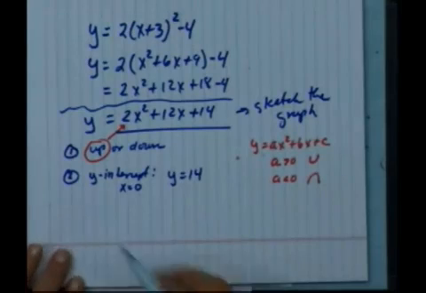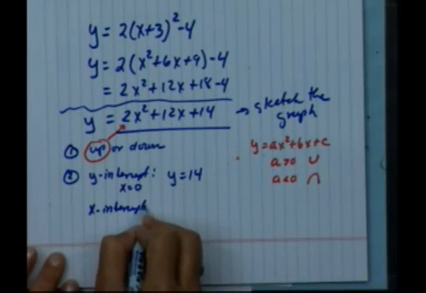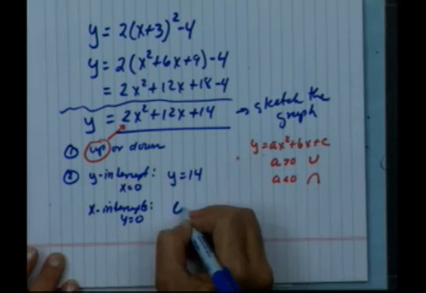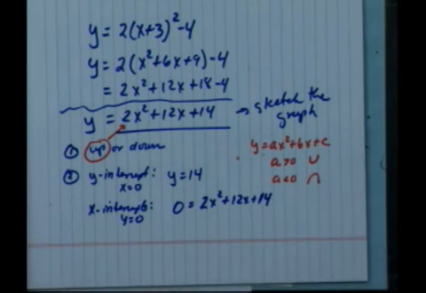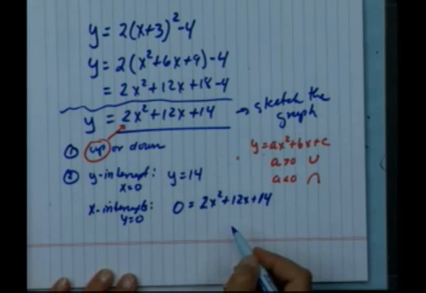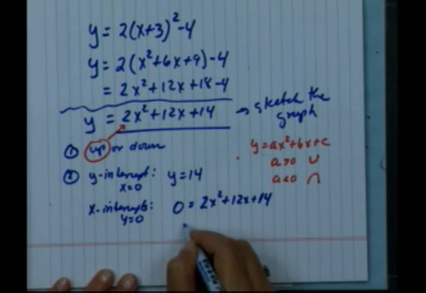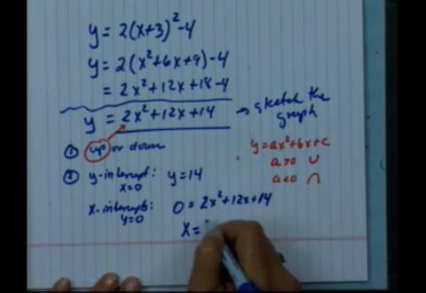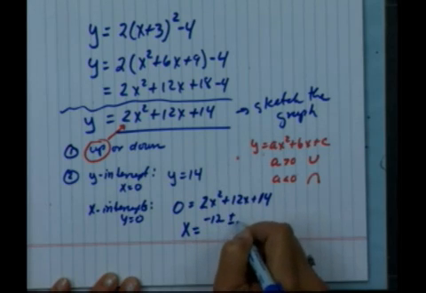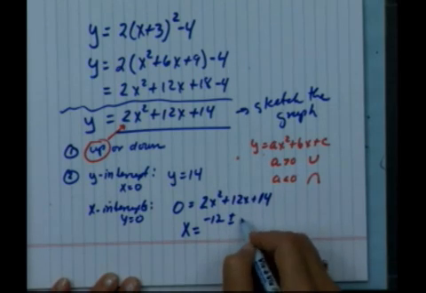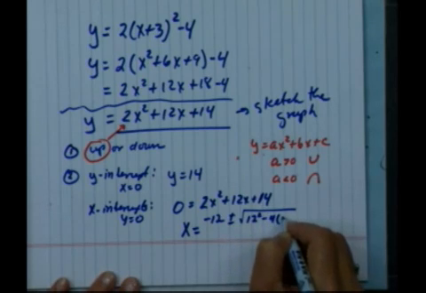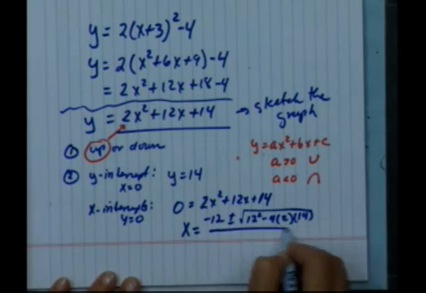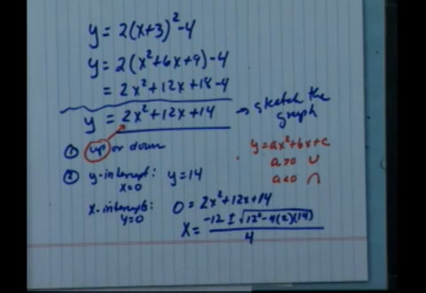All right, now how do you find the x-intercepts? Y equals 0. So we have 0 equals 2x squared plus 12x plus 14. That's not going to be something that easily factors, I don't believe. You can factor out a 2, but I don't think it's going to factor after that. So let's go into the quadratic formula. x equals negative b, which is negative 12, plus or minus the square root of b squared minus 4 times 2 times 14, over 2a, which is 4. Is that correct?